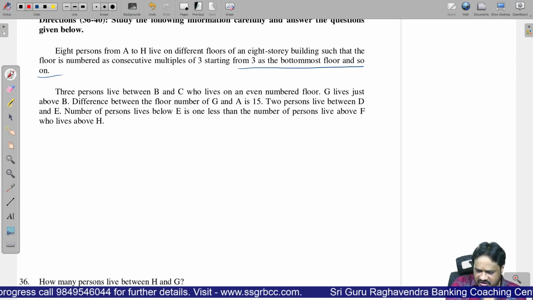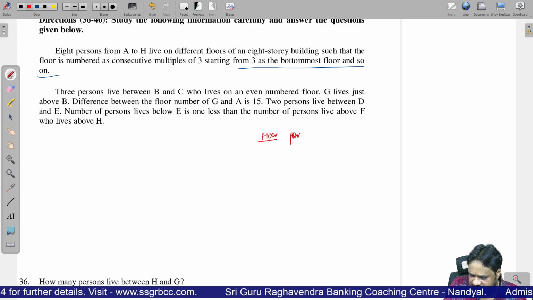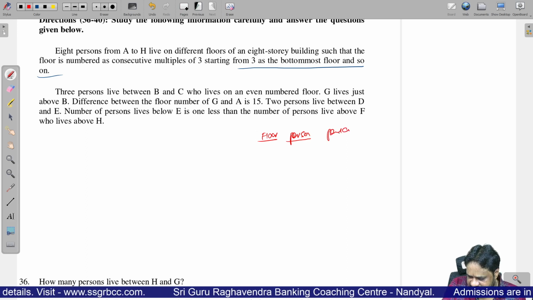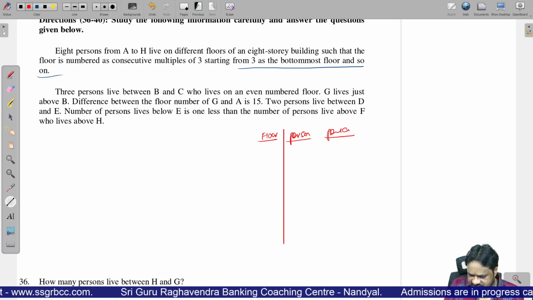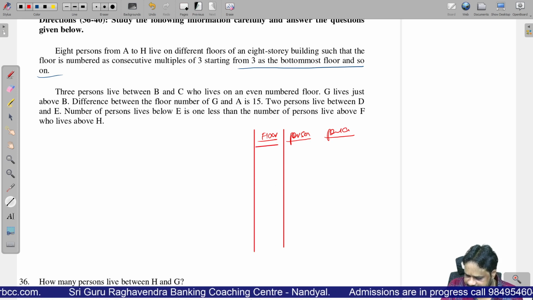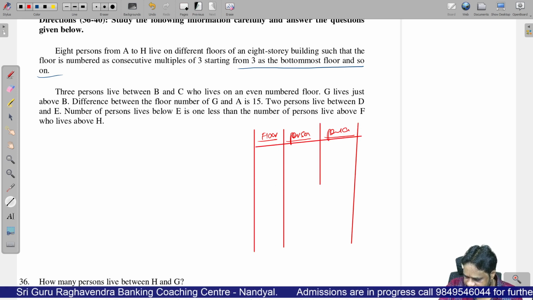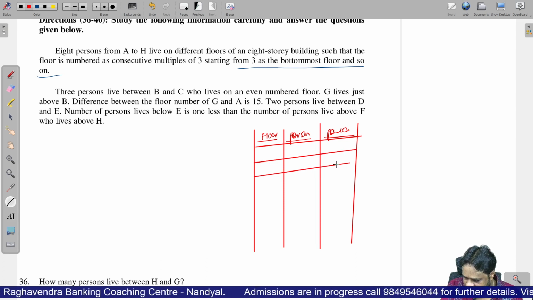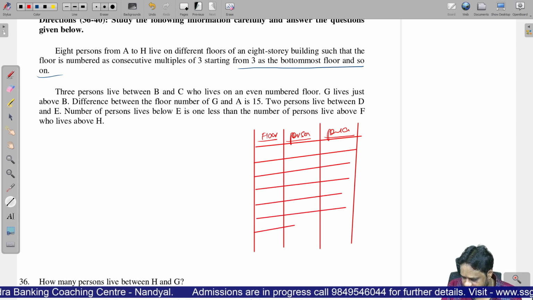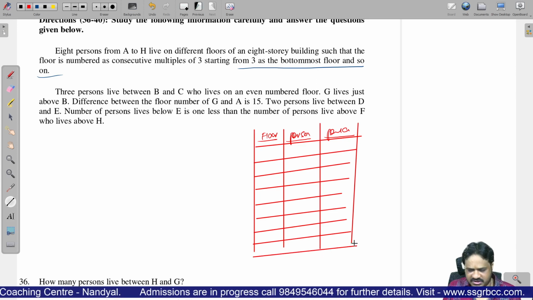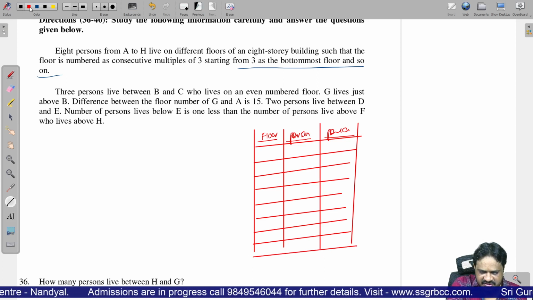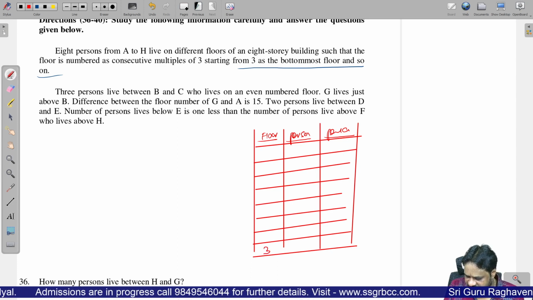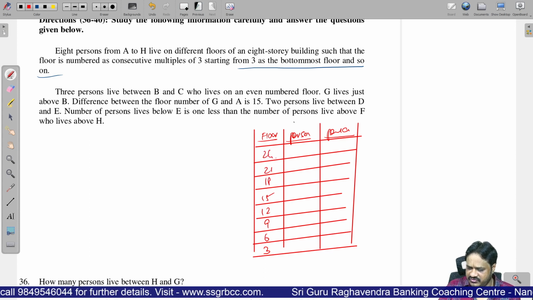So all of you open a 3-column table. First one is the floor, next one is the person, and the next one is also the person. First divide into 8 parts. So bottommost is 3. That means third floor, sixth floor, ninth, 12th, 15th, 18th, 21, 24th is the topmost. Okay, now we are doing it in two possibilities.